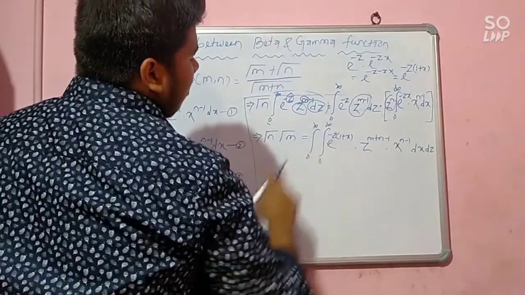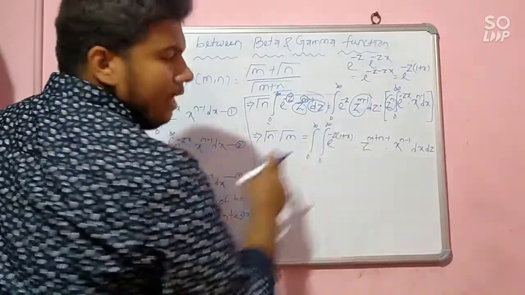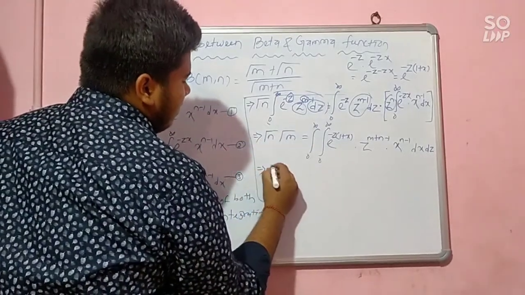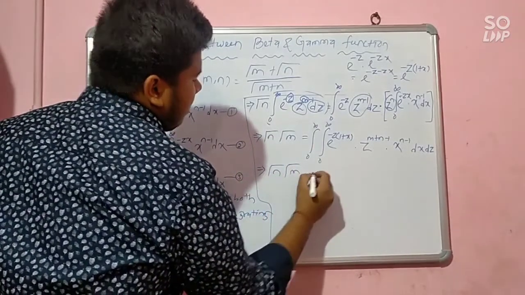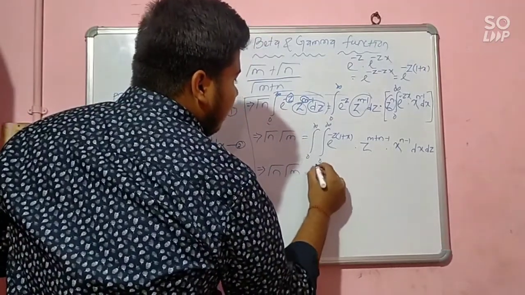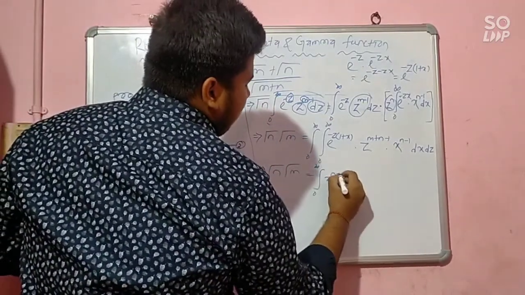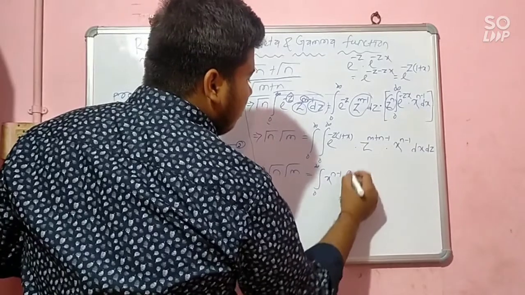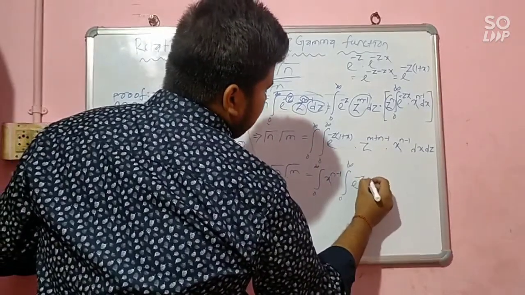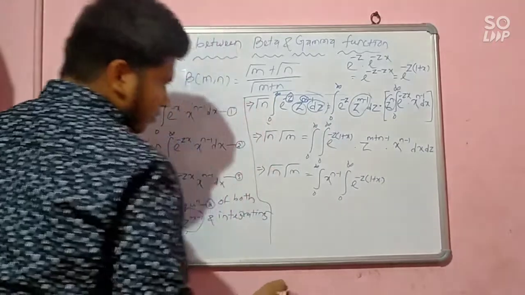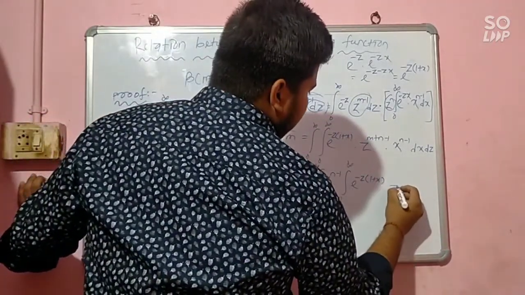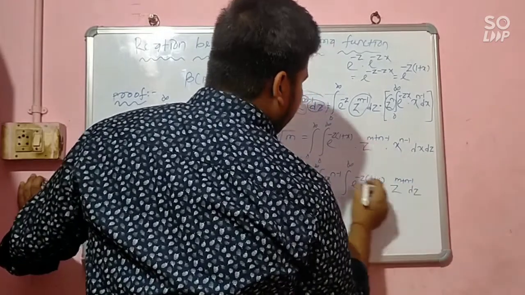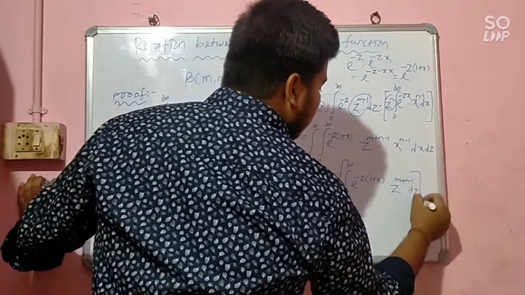First we separate e to the power minus z(1 plus x) into z to the power m plus n minus 1. First we have to separate the z variables. So this implies gamma n, gamma m is equal to the integral from 0 to infinity, x to the power n minus 1. We have to separate the z variables, so the integral from 0 to infinity of e to the power minus z(1 plus x) into z to the power m plus n minus 1 dz into dx.